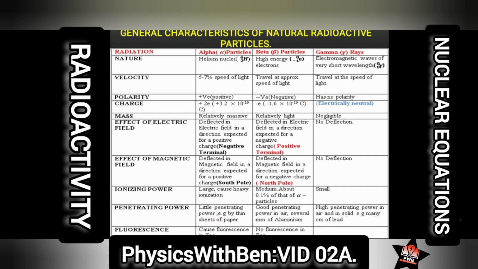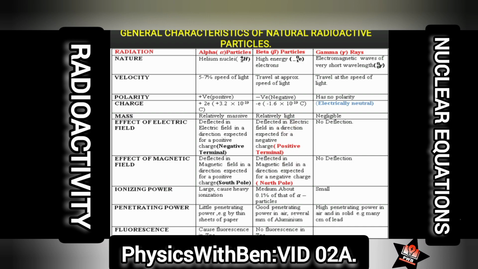So for the beta particle, this is what we have here. That is the atom represented by the electron, zero mass number, -1 atomic number, and it travels at approximately the speed of light. The polarity is negative, and the charge is 1 electron, as can be seen here. It is relatively light. Its behavior in electric and magnetic fields is summarized here and here.